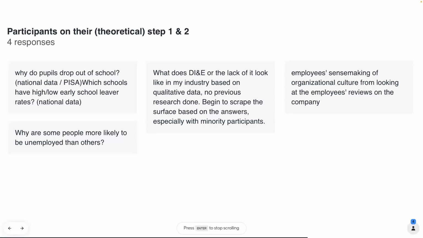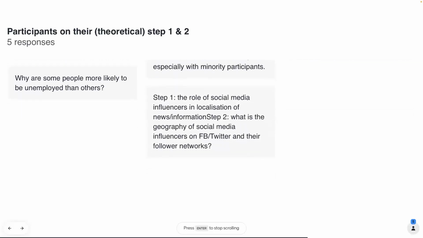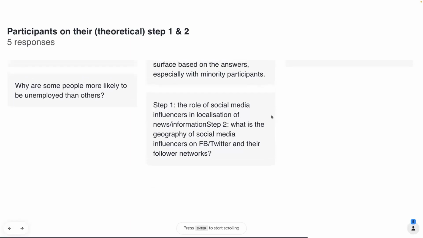Nice. Employees' sense making of organizational culture from looking at the employees' reviews on the company. Yeah, nice. So you could look at implementing some web scraping for that, maybe some natural language processing to look at the kind of sentiment. People will often do a sentiment analysis where you can tag each sentence, each word as well, and see whether it's positive or negative, and then you can have your grouped responses, positive and negative, and then look at what sort of words commonly occur.